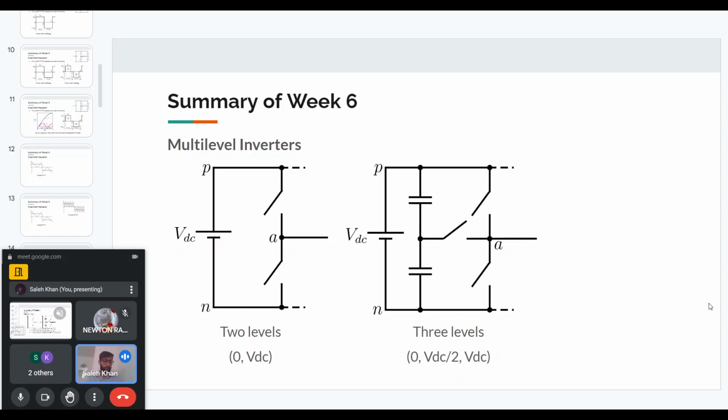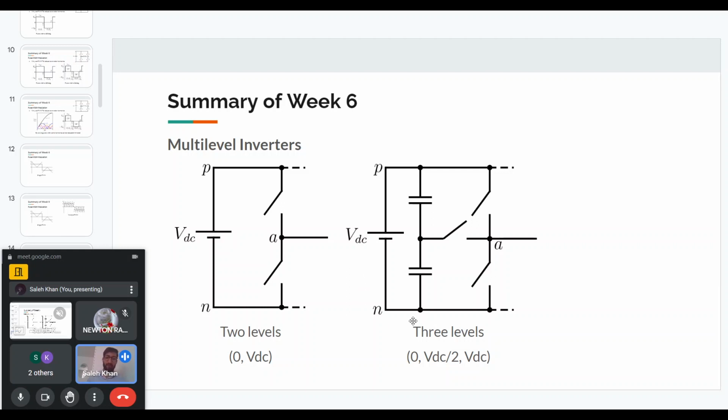Now we can come to the other topic, which is multi-level inverters. On the left, this is the type of inverter we have seen in the previous slides. It is the two-level inverter, and the two levels are 0 and VDC. So we can only go to 0 or VDC. When the top switch is on, we will get VDC across VAN, and when the bottom switch is on, we will get 0. So these are two levels.